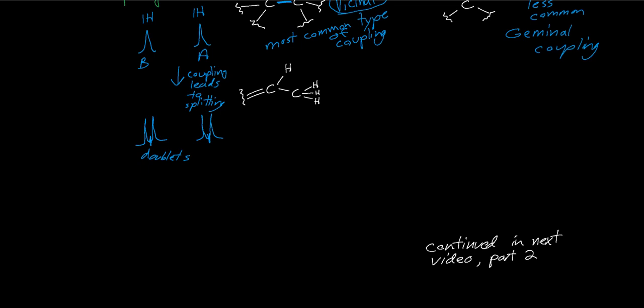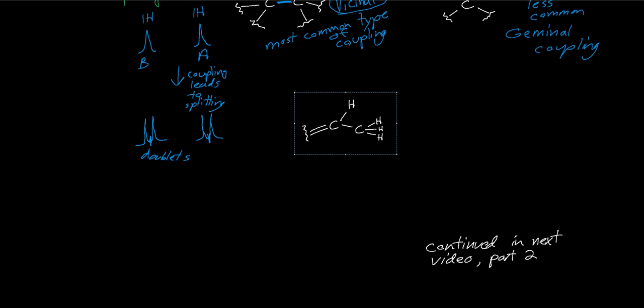I had one more example here of equivalence, and that is here. This is a good one too, because we can see that all three of these are equivalent. This one is equivalent unto itself. Now if I take this and look at it in terms of splitting, we would have a 1 hydrogen signal here and a 3 hydrogen signal here.